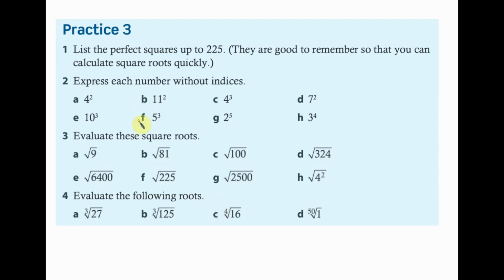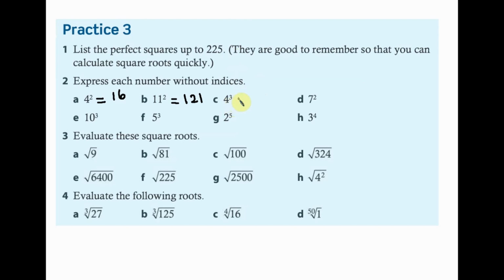Let's look at some examples. Before number 1, let's do number 2 first. Express each number without indices. In other words, use base and exponents to simplify this into one number. So if you have 4 squared, that is telling me you have 4 2 times. So 4 times 4, I should get 16. If I had 11 squared, 11 times 11, I should get 121.